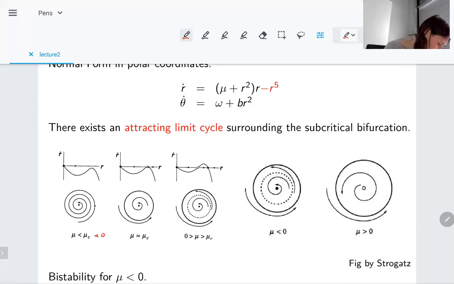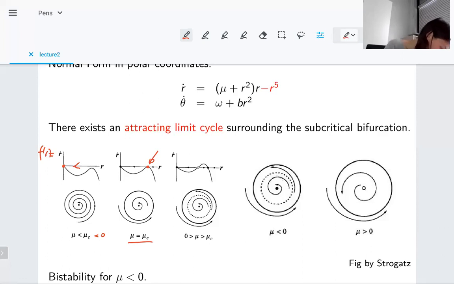and this is smaller than 0, what happens is that this function f of r intersects the x-axis only at the origin, at the equilibrium, and this equilibrium is stable, okay? Then at the critical value of mu, there appears another zero of this function r dot. And at this point there appears a limit cycle, okay?